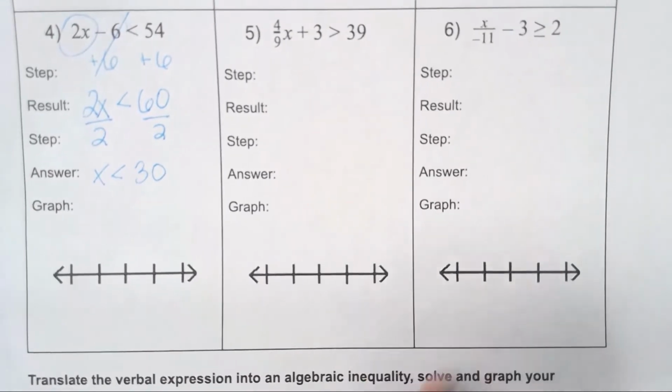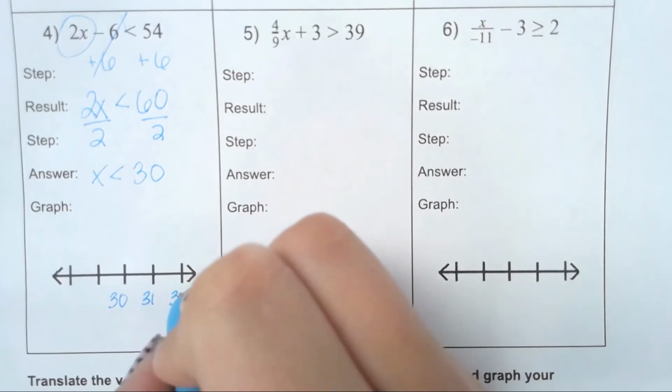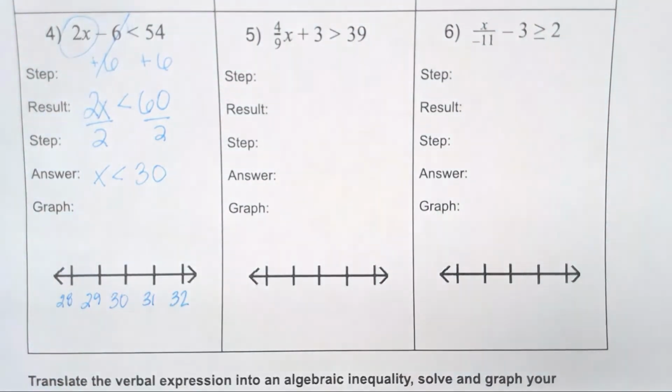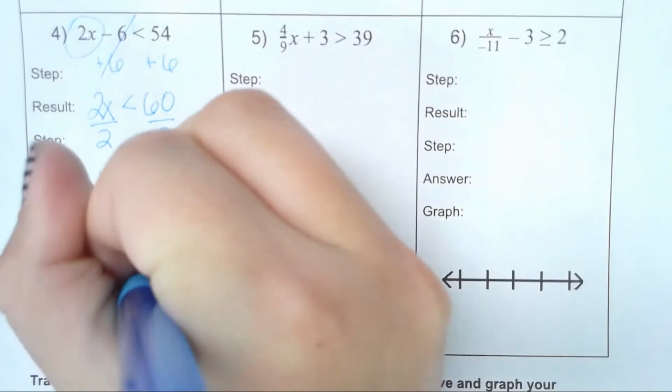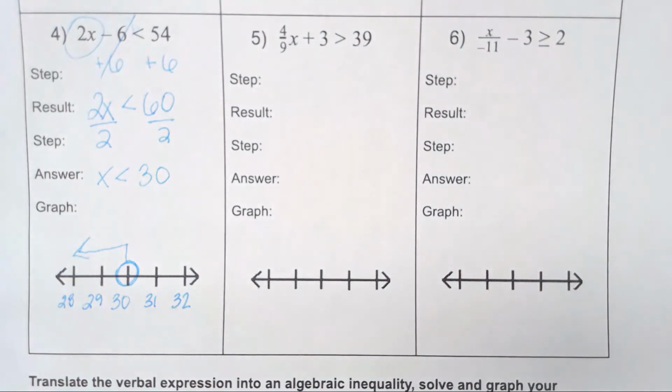Alright, so let's graph it. 30 is our middle number. Then it'll go 31, 32, and then 29 and 28. And then am I going to have an open or a closed circle at 30? It will be open because it does not have the equal to line. And if we want all numbers less than 30, all numbers less than 30 are to the left of it.